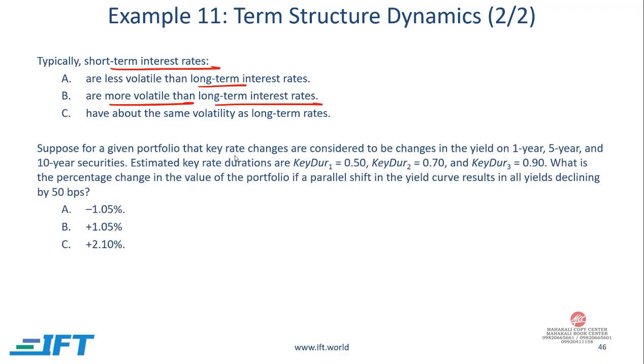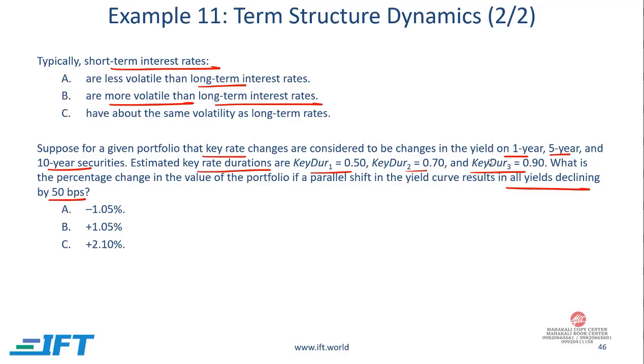Suppose for a given portfolio, the key rate changes are considered to be changes in the yield on 1-year, 5-year and 10-year securities. Estimated key rate durations are given over here. So as I mentioned earlier, on your exam, these key rate duration numbers will be given to you. So you really need to remember that very simple formula. What is the percentage change in the value of the portfolio if a parallel shift in the yield curve results in all yields declining by 50 basis points?